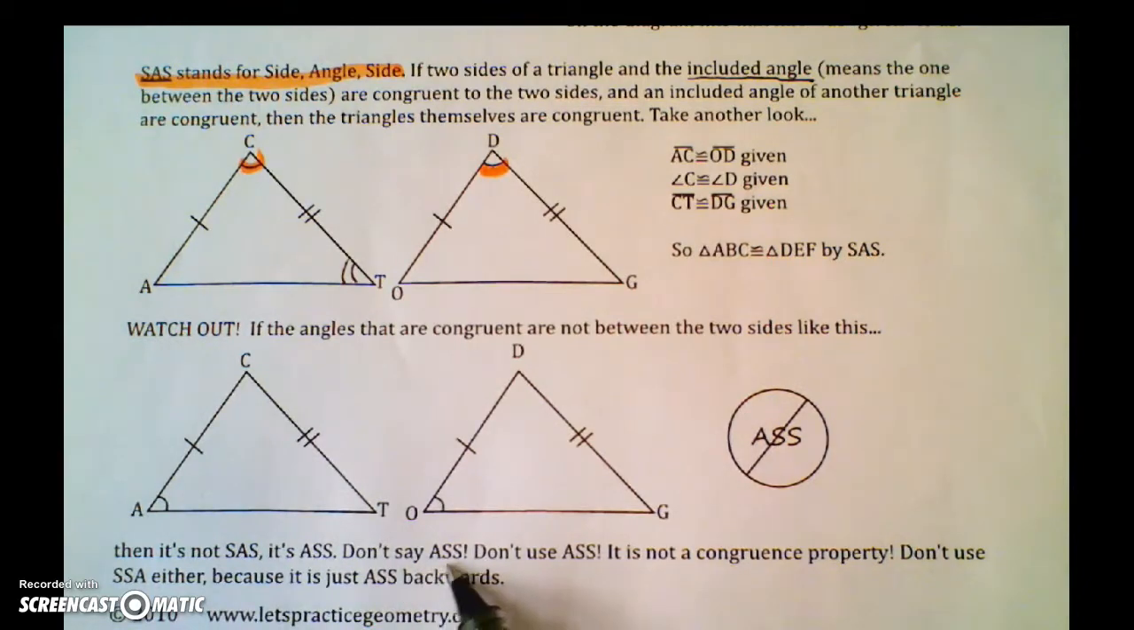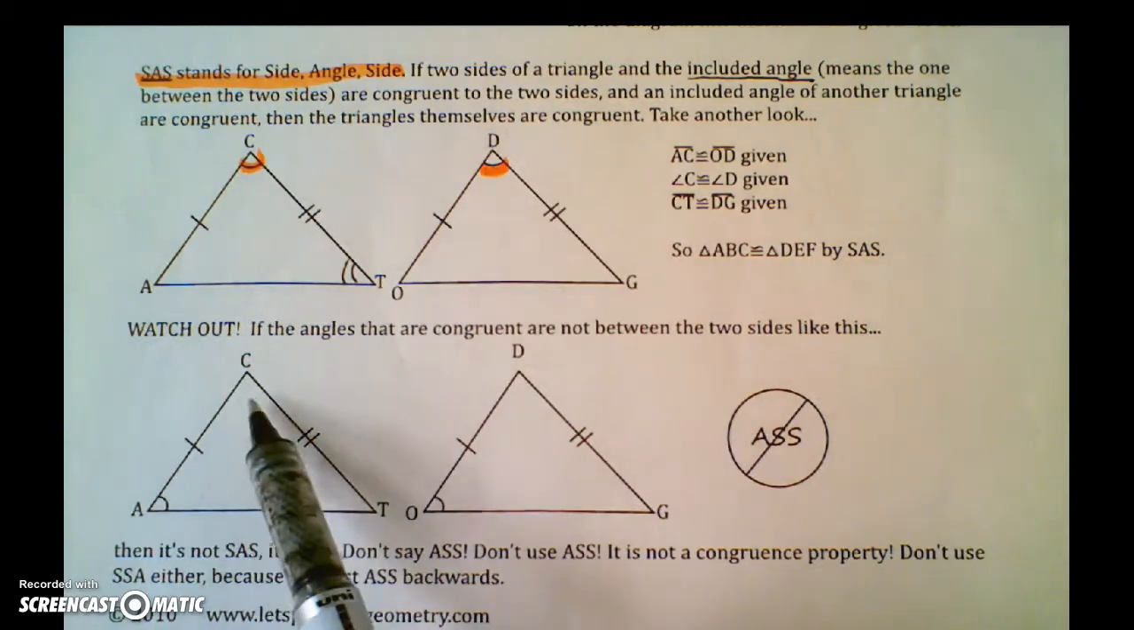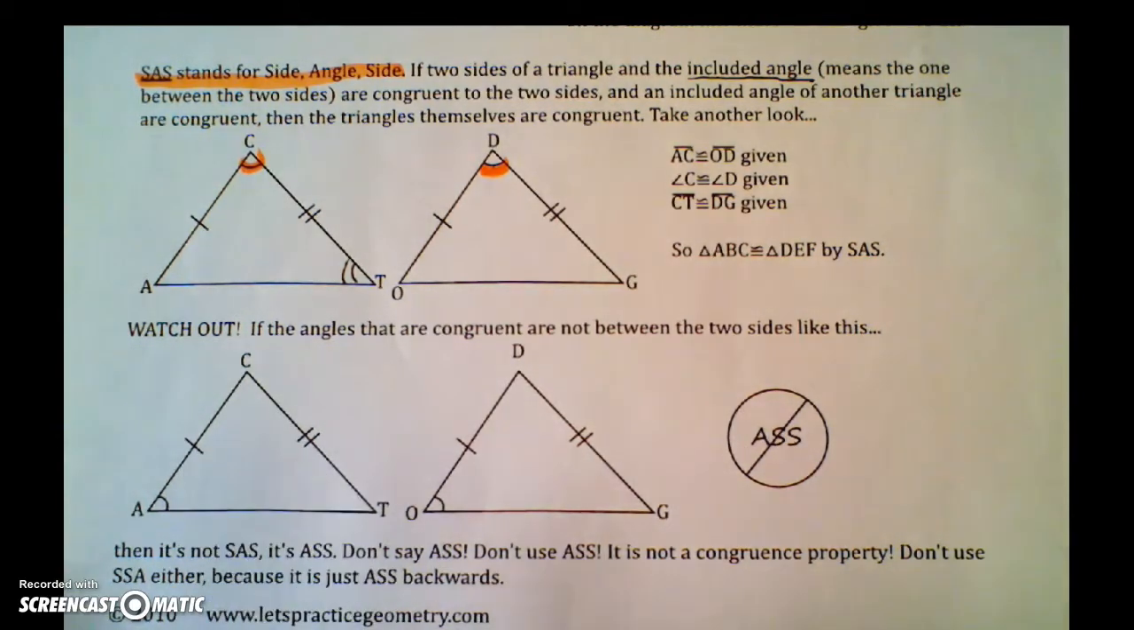So don't say ASS, don't use ASS. It is not a congruent property. Don't use SSA either because it's just ASS backwards. So when you have triangles that you're trying to prove congruent, the angle has to be included between the sides if you have two sides.